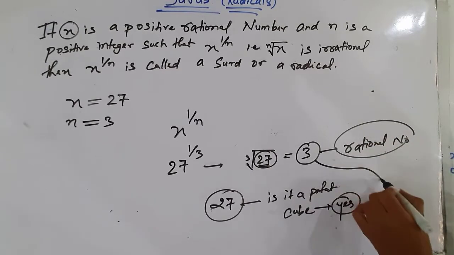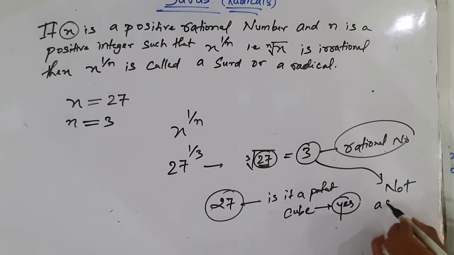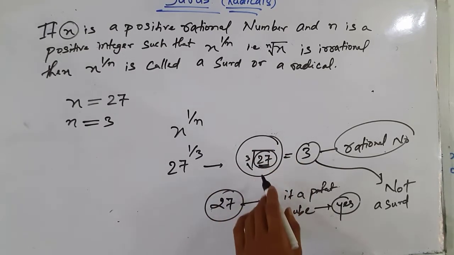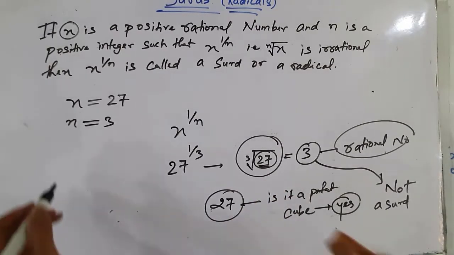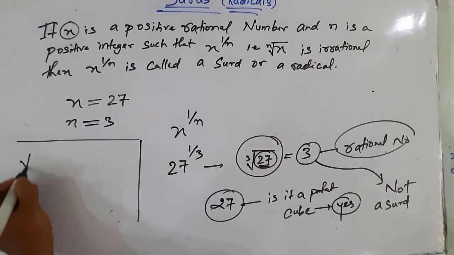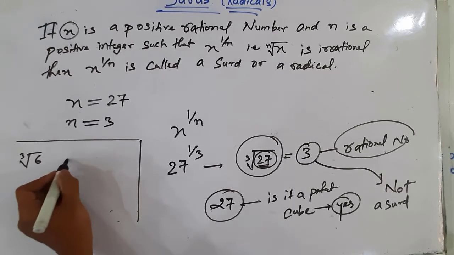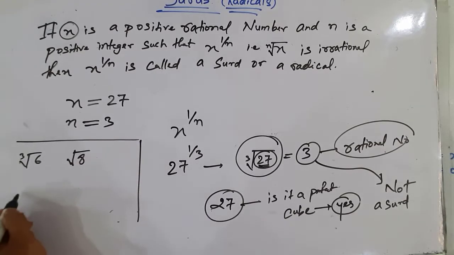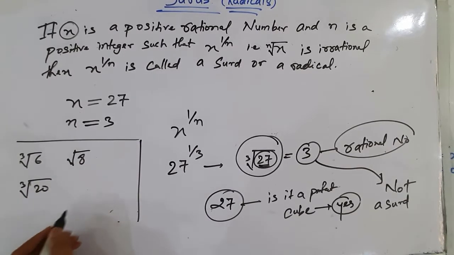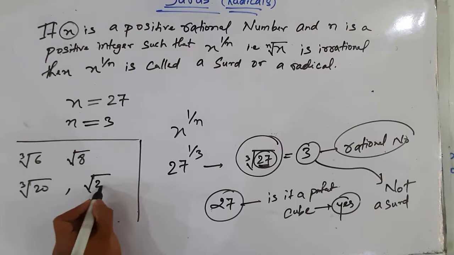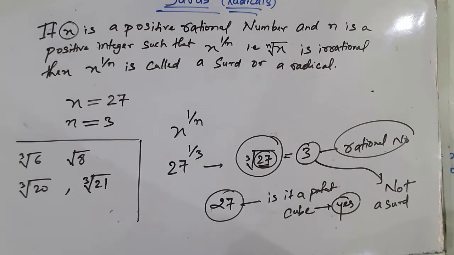Hence it is not a surd. So what is the condition? This expression should be irrational. If this expression comes out irrational, then it is a surd, otherwise it is not. Now I am writing some examples of surds. We can take cube root 6. Similarly, we can take square root 8 because we cannot determine the exact value of square root 8. Cube root 20. Cube root 21. So these are examples of surds.